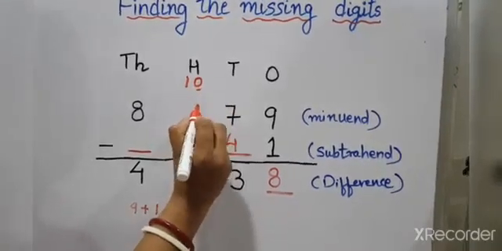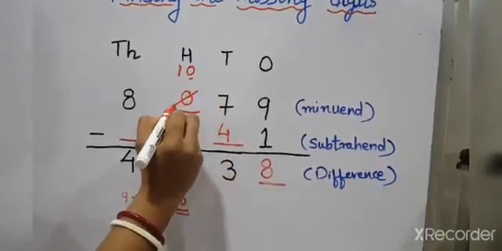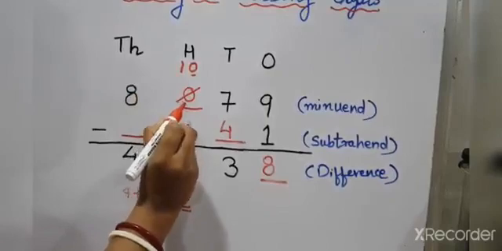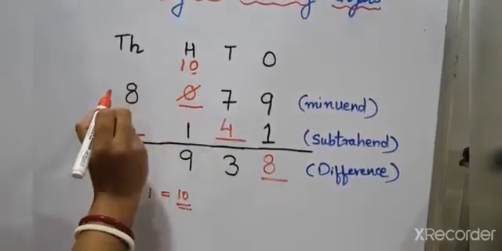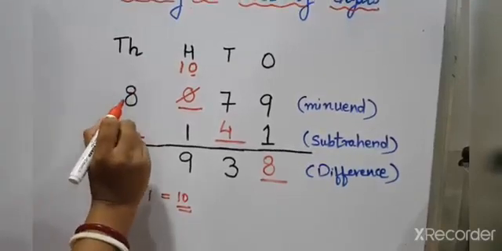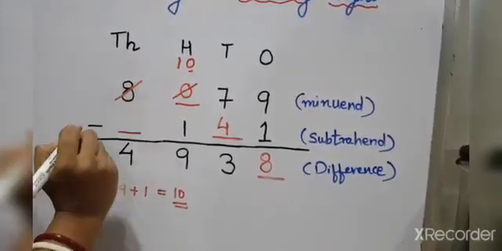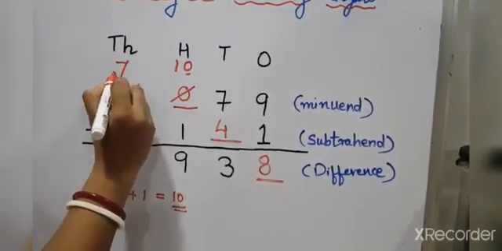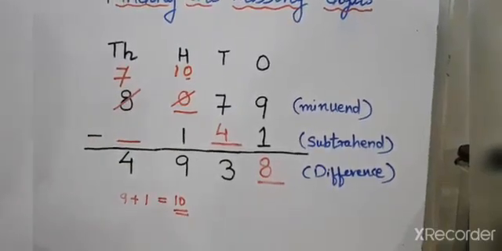So here number 0 will come. If we cut 0, then only we can get 10. Now how can we cut 0? By borrowing. Borrowing from which place? Thousands place. So at thousands place we have to cut 8. And 8 minus 1 is 7. So in this way the borrowing is done.